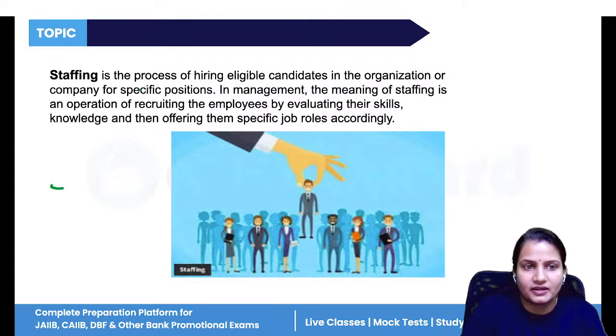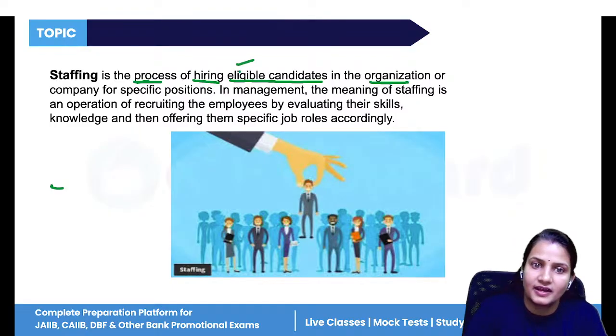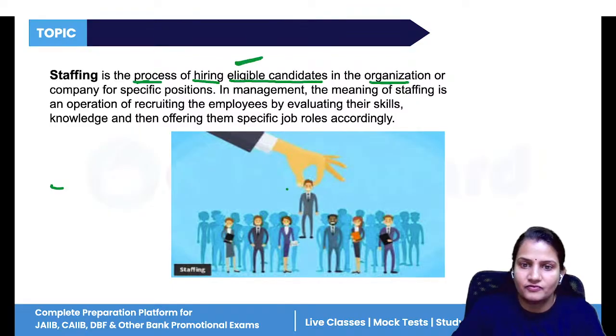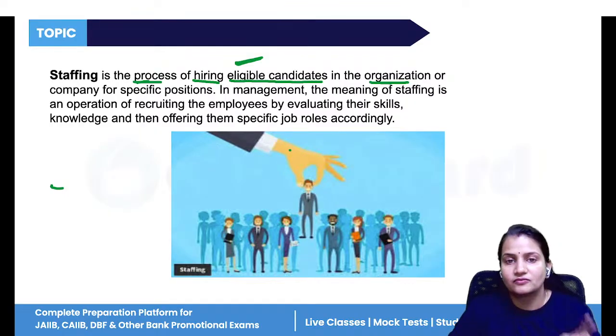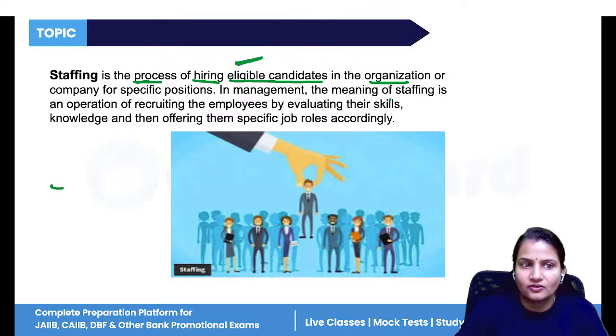Staffing is the process of hiring eligible candidates in the organization. That is why it is written eligible candidates. It does not mean that you only have to hire a candidate. You have to hire those candidates who can perform the best work in that particular place in the organization for a specific position.